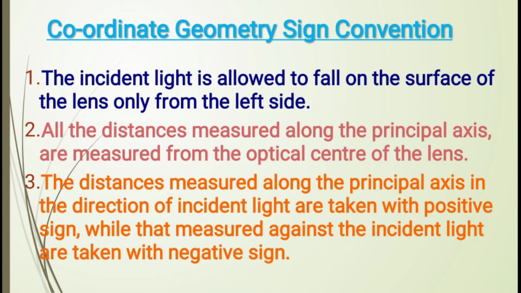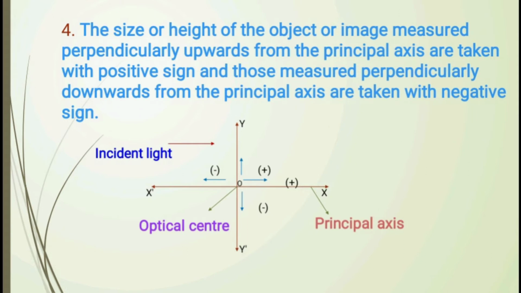As per this sign convention, firstly, the incident light is allowed to fall on the surface of the lens only from the left side. Secondly, all the distances measured along the principal axis are measured from the optical center of the lens. Thirdly, the distances measured along the principal axis in the direction of the incident light are taken with positive sign, while that measured against the incident light are taken with negative sign. And lastly, the size or height of the object or image measured perpendicularly upwards from the principal axis are taken with positive sign, and those measured perpendicularly downwards from the principal axis are taken with negative sign.